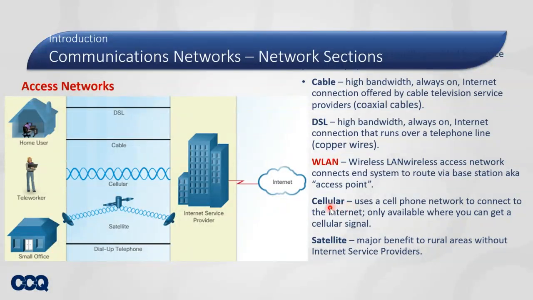The fourth type of access network is the cellular network, where your mobile phone and cell phone connects to the ISP base station, like Ooredoo and Vodafone base stations. This is only available where you can get a cellular signal. In some urban areas, in some rural areas, there is no signal, there is no infrastructure. So here comes the role of the satellite. The major benefit of the satellite is in rural areas, which don't have infrastructure for internet service providers. So here, the easiest option is to use the satellite to cover this area with internet and cellular coverage.